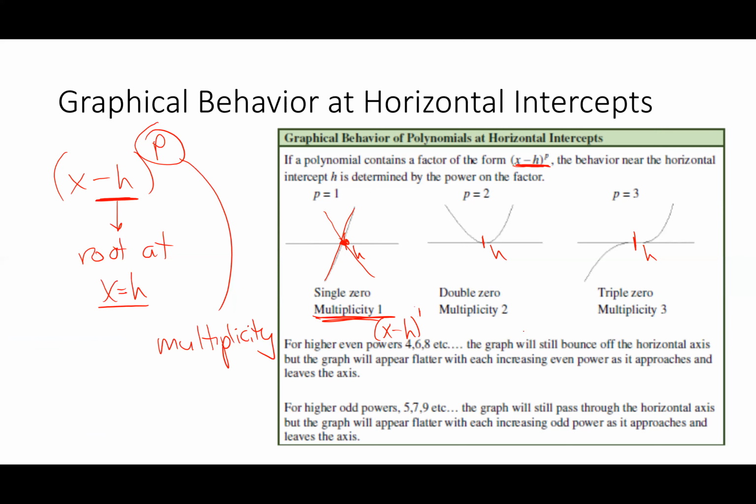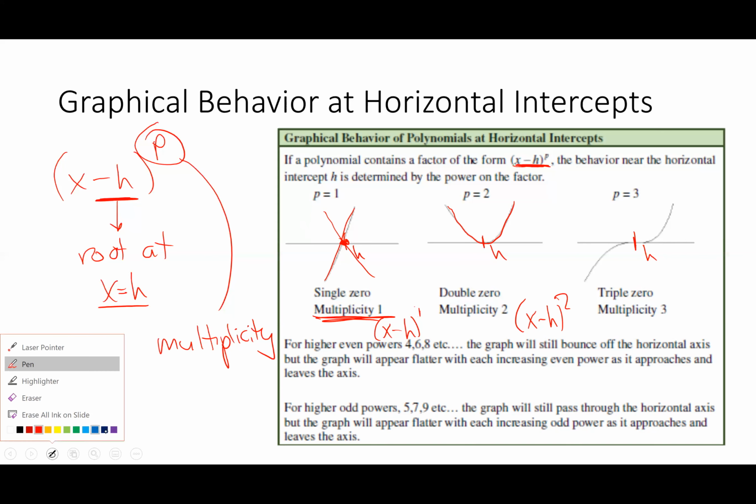Now let's suppose I had a multiplicity of 2. So I still have my root at x equals h, but now I've got a double root. We call that a double 0. The sound we're going to make here is boing. It's going to bounce off the x-axis. It doesn't have to go off that way, it could go boing off that way. But ultimately it's going to have this glancing kind of bounce off of the x-axis.